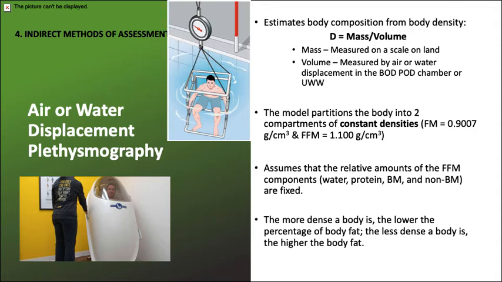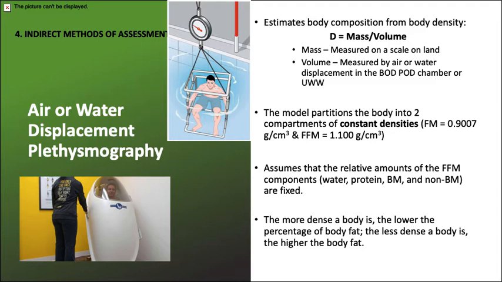Okay, so this estimates body composition from determining body density. So we're using a surrogate parameter. In this case, it's body density. Body density is determined by knowing the person's mass divided by their volume. So the mass is measured on a scale on land, and the volume is measured by air or water displacement in the Bod Pod chamber or underwater weighing.